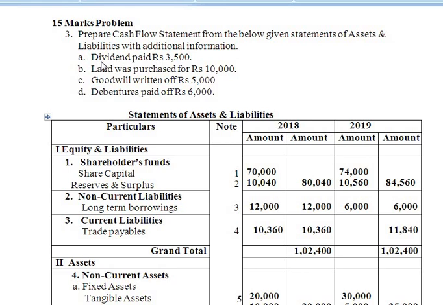Okay, so in additional information they have given dividend paid rupees 3,500, land was purchased for rupees 10,000, goodwill written off rupees 5,000 and debentures paid off rupees 6,000. Okay, and these are the statements of assets and liabilities for the year 2018 and 19.